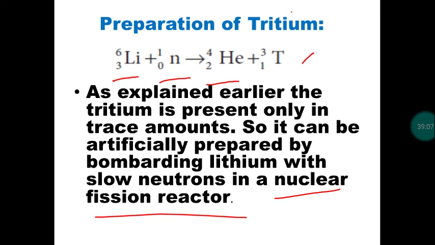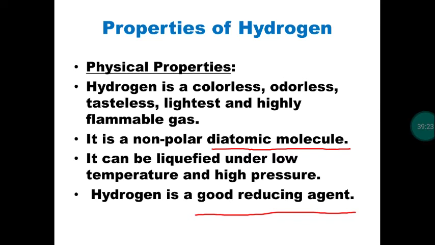Next, tritium can be prepared as a nuclear reaction. So when we do this nuclear reaction within a nuclear fission reactor, by passing slow neutrons on lithium, it produces tritium with the liberation of alpha particle. Hydrogen is a colorless, odorless, tasteless, lightest and highly inflammable gas. This is a non-polar diatomic molecule. By increasing the pressure as well as reducing the temperature, you can convert it into liquid, and it is a very good reducing agent.